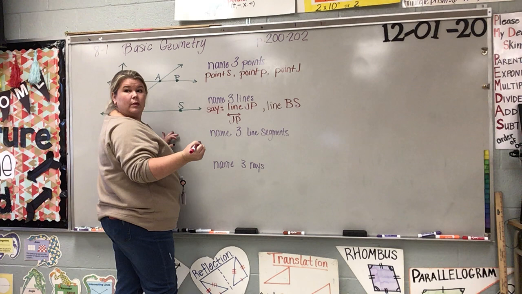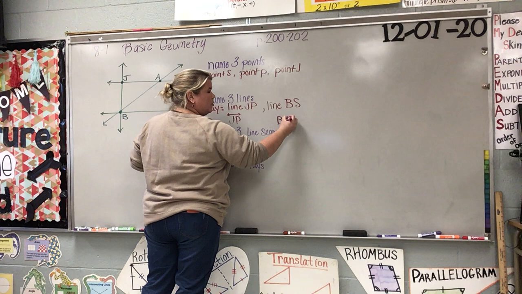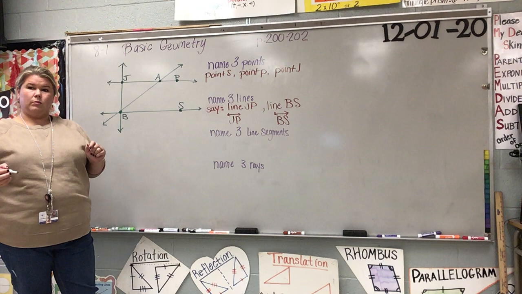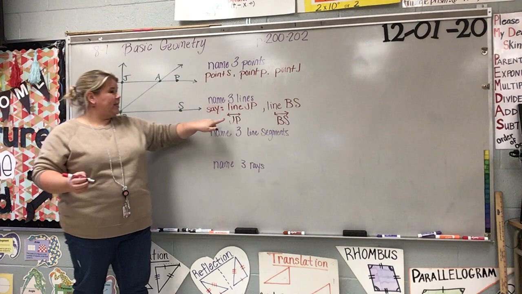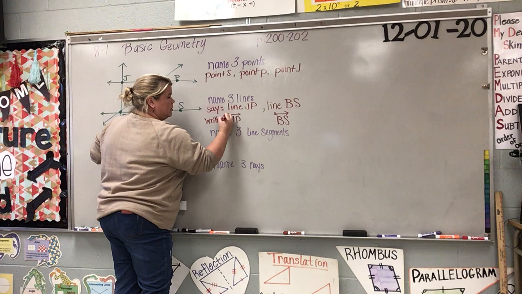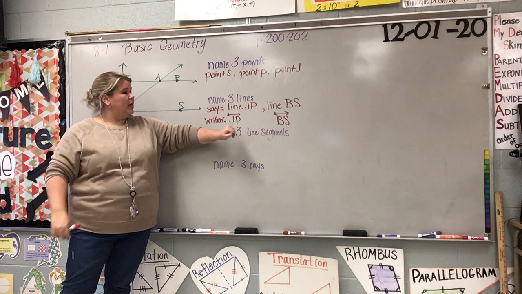Can we do the exact same line but on the bottom or top? What do you mean? Like the little line that you put on top of BS. What I'm doing up here is it would say line JP. This is how it would be written. I'll even write that on there. Does that make more sense? You would say line JP, but it would be written JP with a line over it.